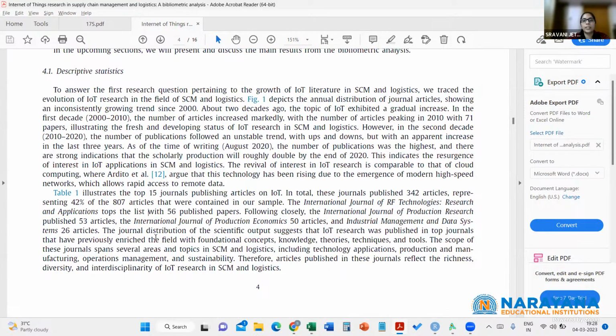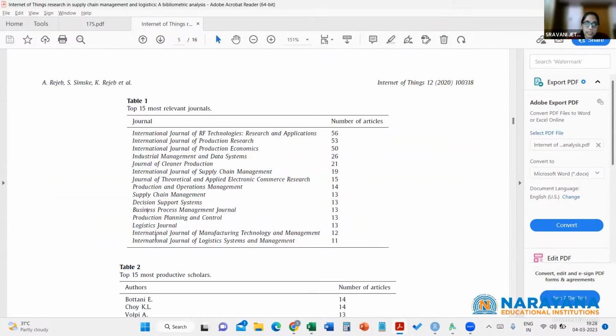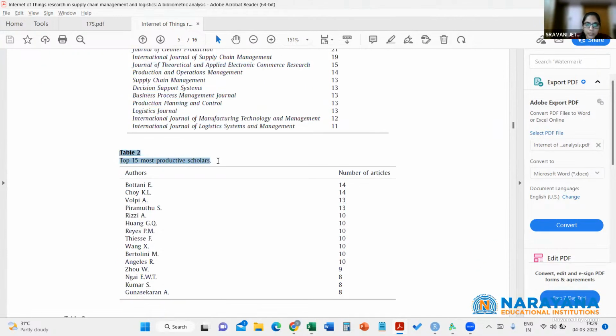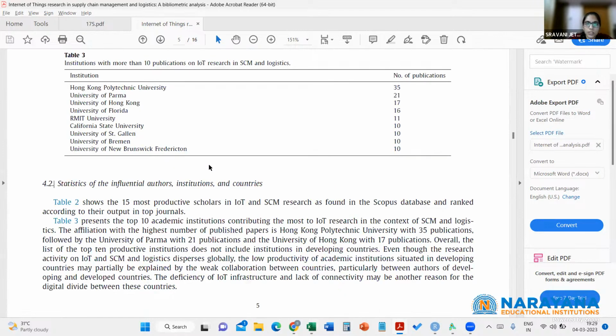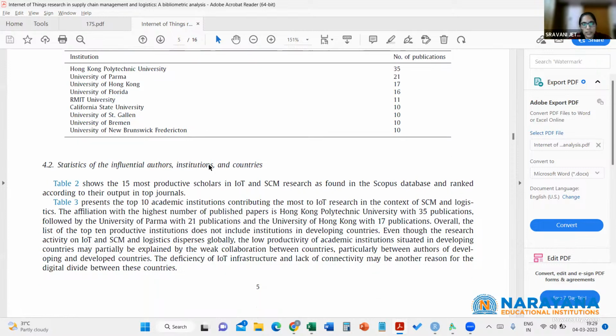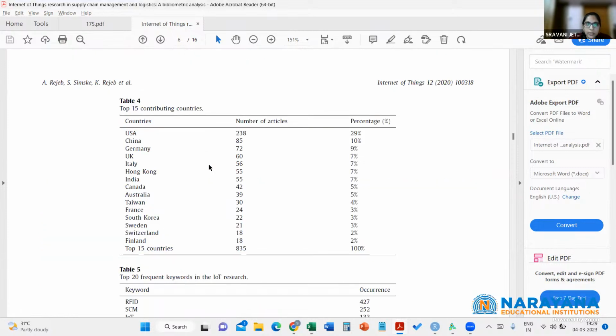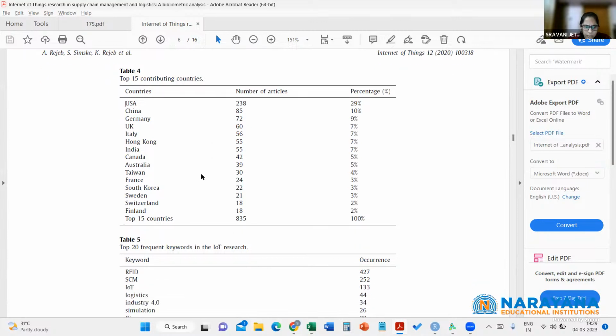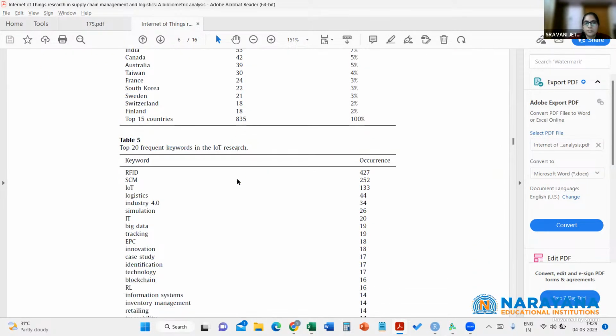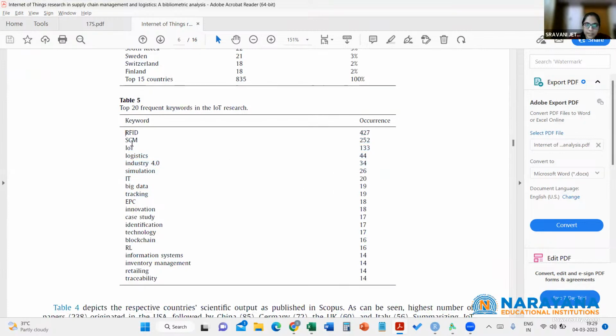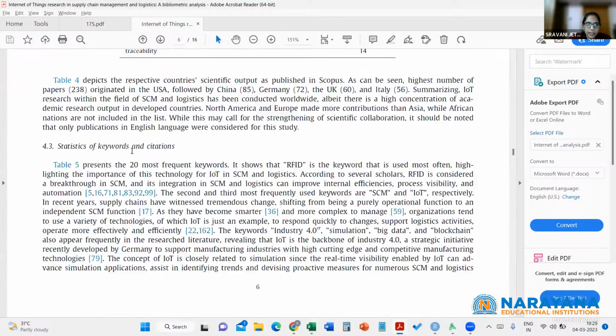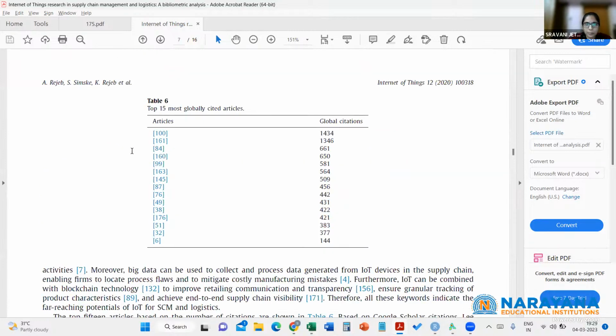And descriptive statistics, you can get from Scopus itself. The descriptive metrics they have used are the top 15 most relevant journals in this particular field. This is one of the metrics that you can report. Next is Table 2, related to who the top productive scholars are, what the top 10 institutes in this field of interest are, who the influential authors are, what countries are contributing most to this field, and the top frequently used keywords like RFID, SEM, and IoT in this particular case. And you get the citations of the paper.